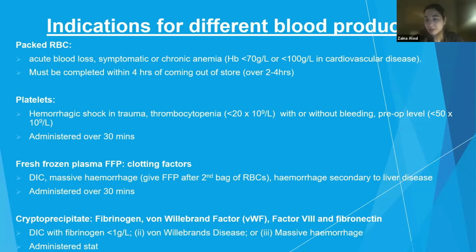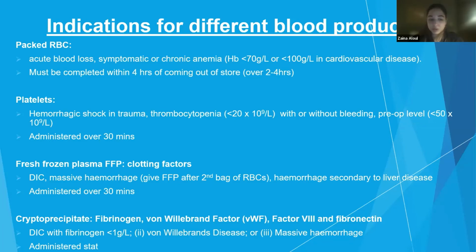Fresh frozen plasma is basically clotting factors, and it's given to people who are in DIC, so disseminated intravascular coagulation, which is just basically a consumptive coagulopathy, where your body consumes all the clotting factors and you just start bleeding. It can also be given for massive hemorrhage, or hemorrhage secondary to liver disease, where you're unable to produce your own clotting factors. And it's also given over 30 minutes.